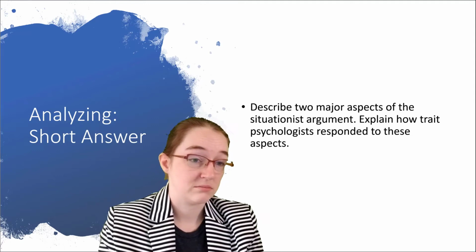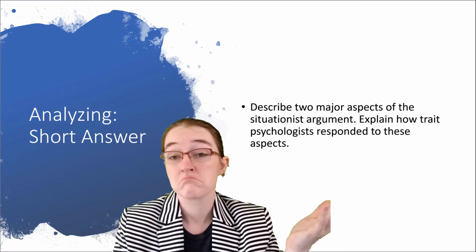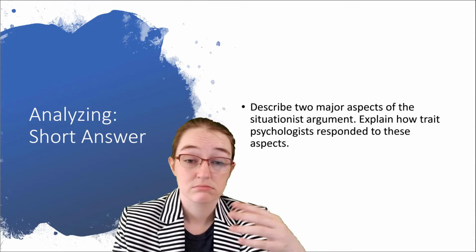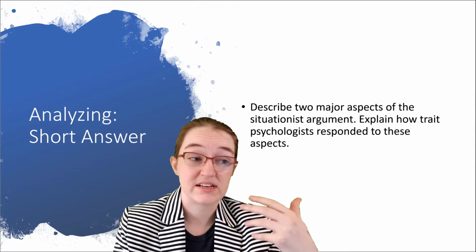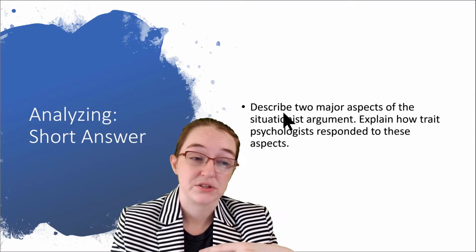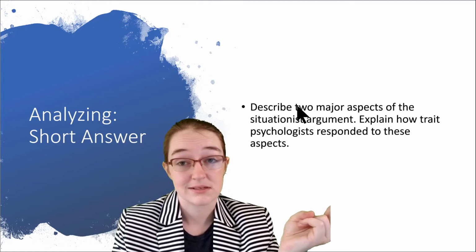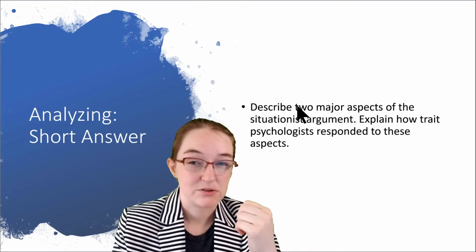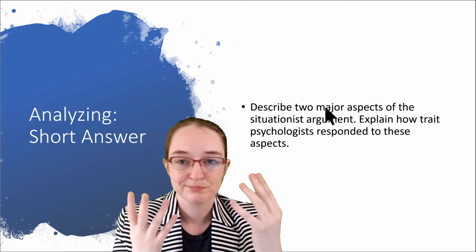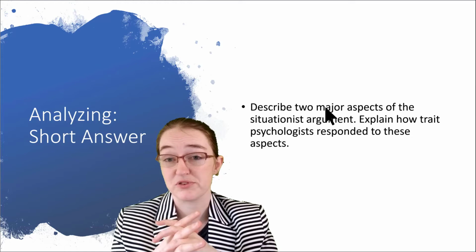So, analysis. Describe two major aspects of the situationist argument. Explain how trait psychologists responded to these aspects. Remember, with analyzing questions, the idea is to break down the information and see how different elements relate to each other in the whole. So you would want to identify two major aspects. There are usually more, but if I give a number, that's how many I want. I try to quantify as much as possible to make everything I want unambiguous.